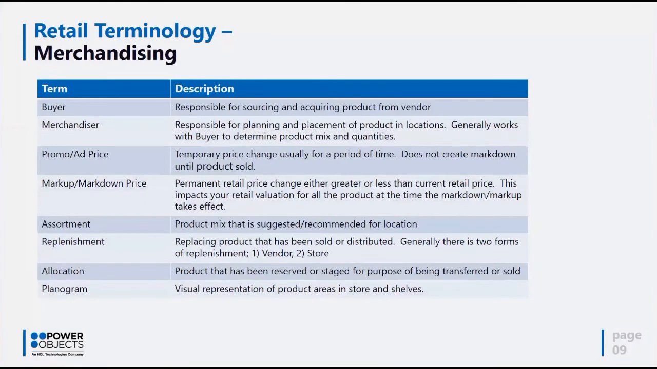The merchandiser obviously is very important in all of the retail aspects, and they are absolutely responsible for the planning and placement of products in location. They work hand in hand with the buyer to determine what the product mix and those demand quantities should be. And this is probably one of the most difficult positions within the retail industry, the merchandiser and buyer working together and working off some sort of demand planning system for their retail stores.